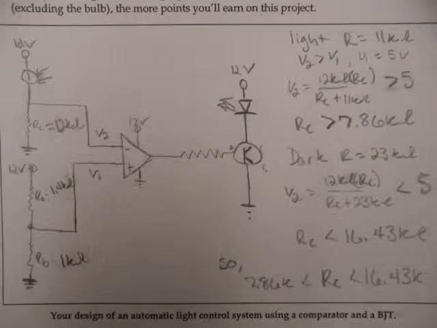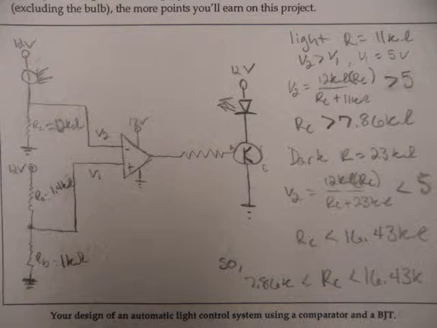Now we need to calculate the RC resistance. In order to do that, we need to know the resistance when there's light shining on the light-dependent resistor, and that resistance we got was 11 kiloohms. And so when there's light shining on it, we want V2 to be greater than V1. So to calculate that, we just use the voltage divider rule and use our resistances that we already know, and then solve for RC.